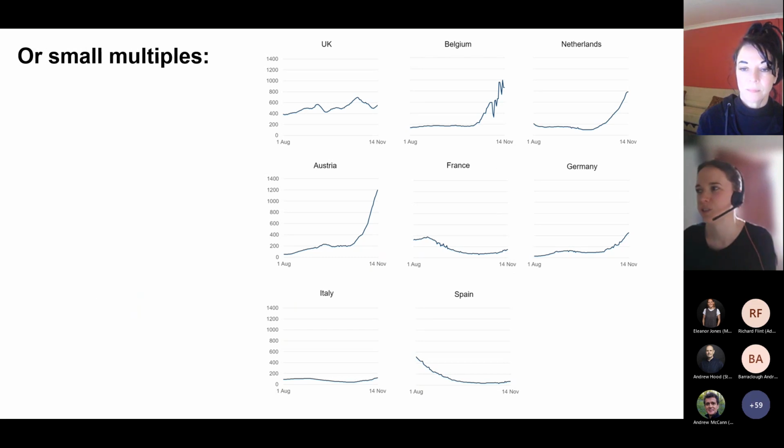And again, sometimes the best solution is small multiples, where you can clearly see all the different situations in the different countries. They're all on the same scale, and you can compare them there. So sometimes that's where small multiples can again be really helpful.